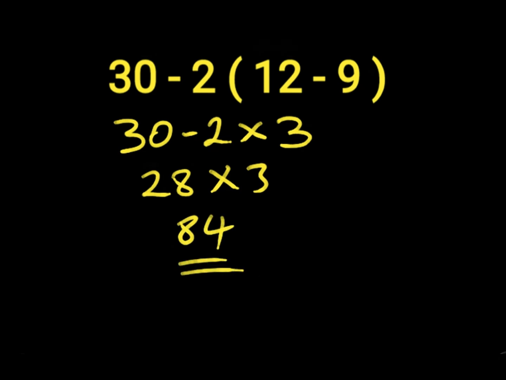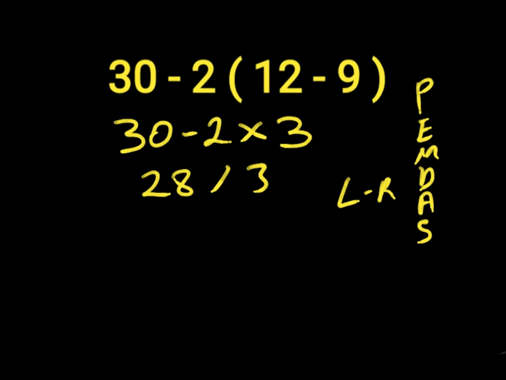84 is the wrong answer to this expression because we did not work with the order of operations, which is PEMDAS. In PEMDAS, we have parentheses, exponents, multiplication, division, addition, and subtraction. Multiplication and division have equal priority, as do addition and subtraction, working from your left to your right. In order to arrive at the correct answer, let's dive into the right answer to this expression.